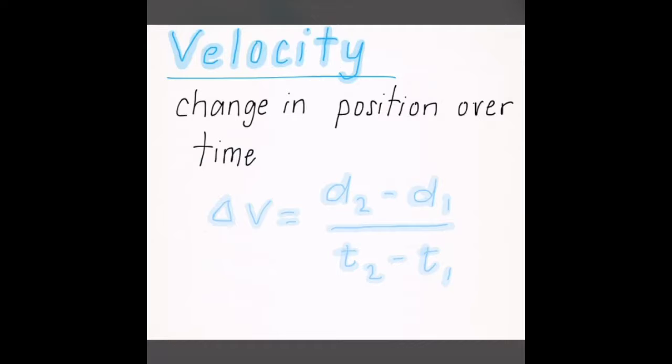Velocity is one of the other fundamental concepts that we need to know for kinematics. Velocity is the change in position over time, and we figure that out due to velocity being d2 minus d1 over t2 minus t1. And velocity is a vector quantity just like displacement. So here I'm going to write the equation down, and then I'm going to read the question.